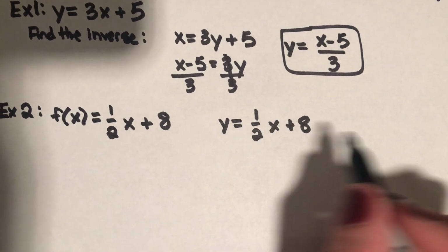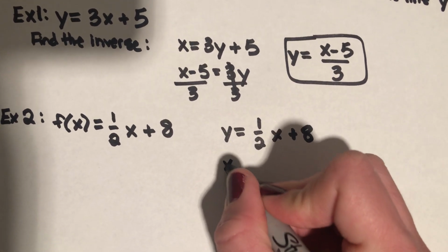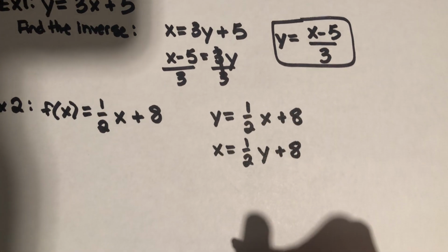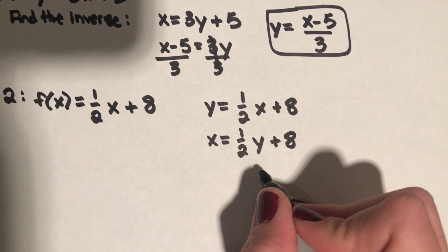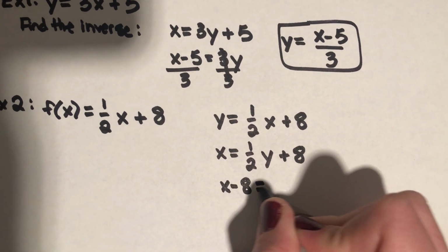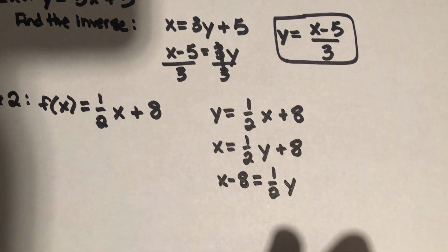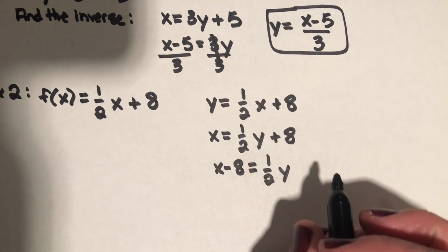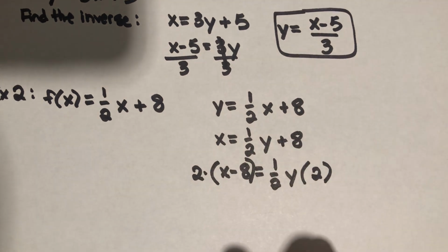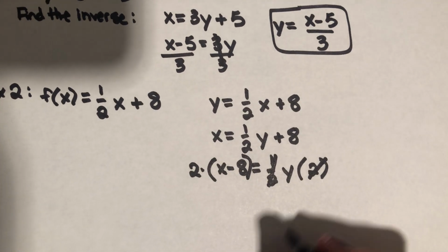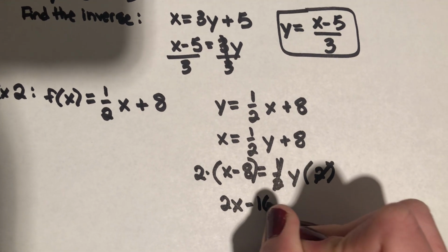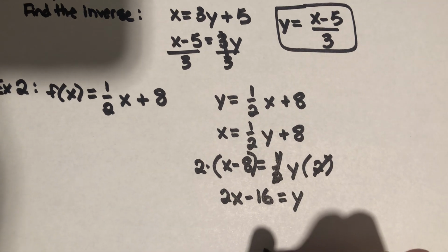And I'm going to switch my x and my y. So x equals 1/2 y plus 8. All right, I'm going to subtract 8 from both sides because, again, I want to solve for the y value. x minus 8 equals 1/2 y. Well, to now solve, I need to multiply both sides by 2, and I multiply everything by 2. This cancels out. I am left with y, and I'm going to distribute over here, 2x minus 16 equals y.